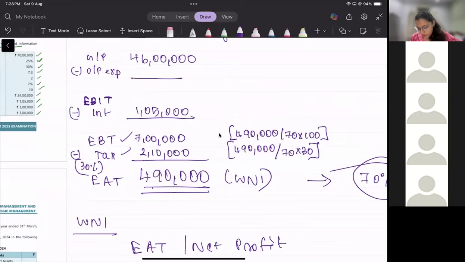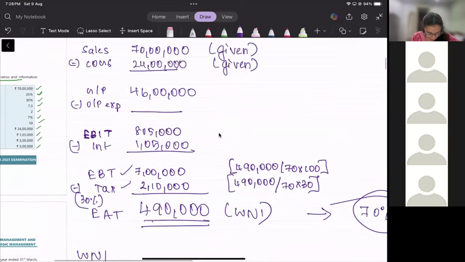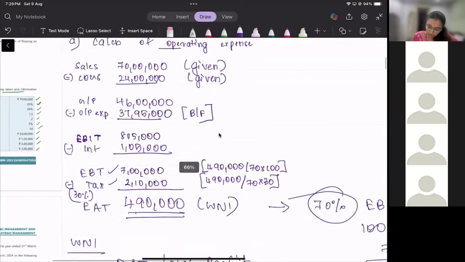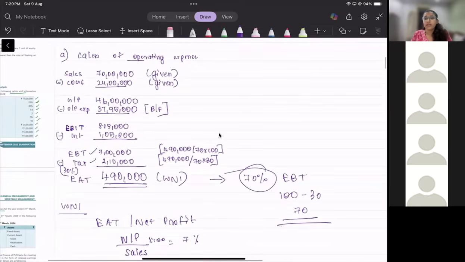We have our earnings before tax as 7 lakh. We have our interest expense as 1,05,000. So what would be our EBIT? Yes, correct. 8,05,000. So if this EBIT is 8,05,000 and gross profit is 46 lakh, what would be my operating expense? Balancing figure, simple. 37 lakh 95,000. Easy.